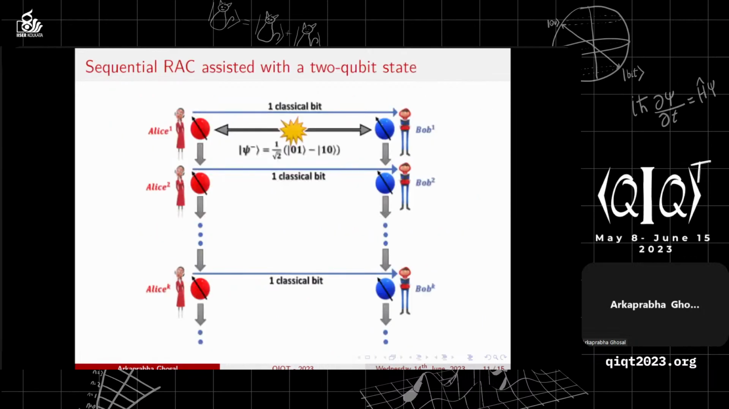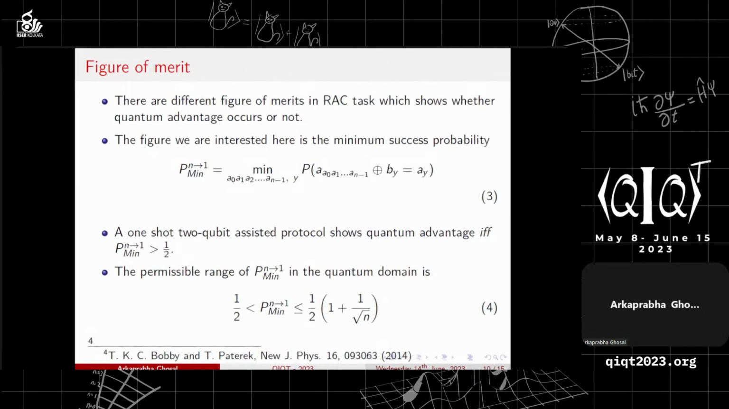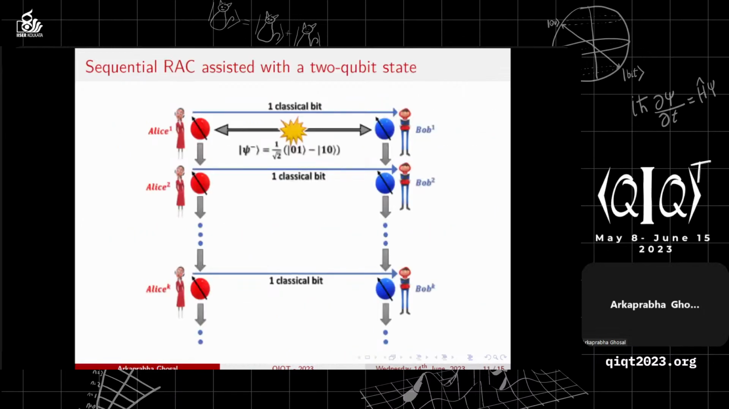So now we are interested in a sequential RAC game. So what is a sequential RAC? Now there are a set of players. There are Alice 1, Alice 2, Alice 3, and so on. And there are Bob 1, Bob 2, Bob 3, and so on. Now all these pairs are basically spatially separated.